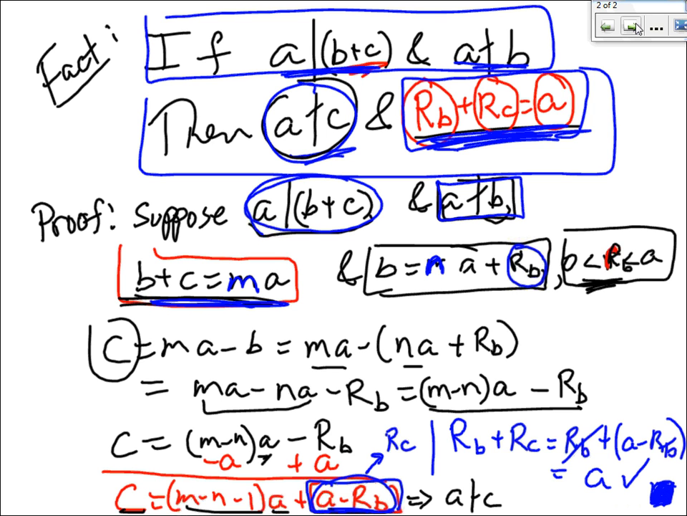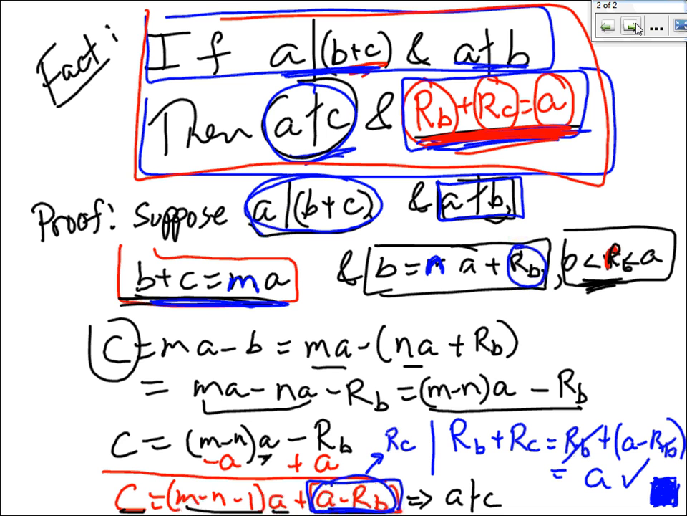Carefully review this video. It's a good proof. You should at least understand this. And understand that the remainder when you divide B by A plus the remainder when you divide C by A must be A only if A goes into the sum and A doesn't go into one of the numbers. We proved that if A goes into the sum and A doesn't go into one of the two numbers, B or C, then A doesn't go into the other number.